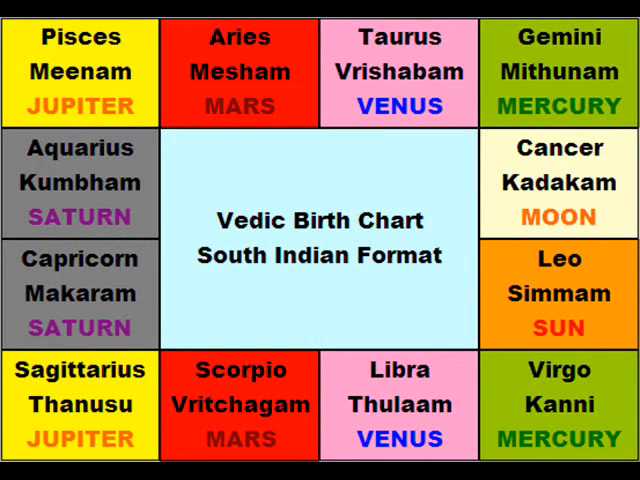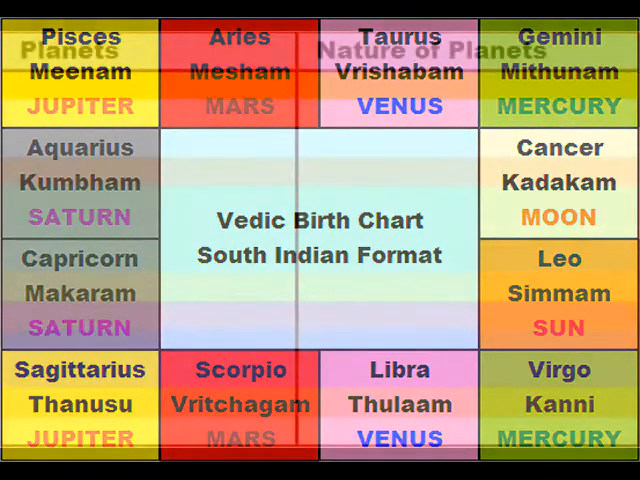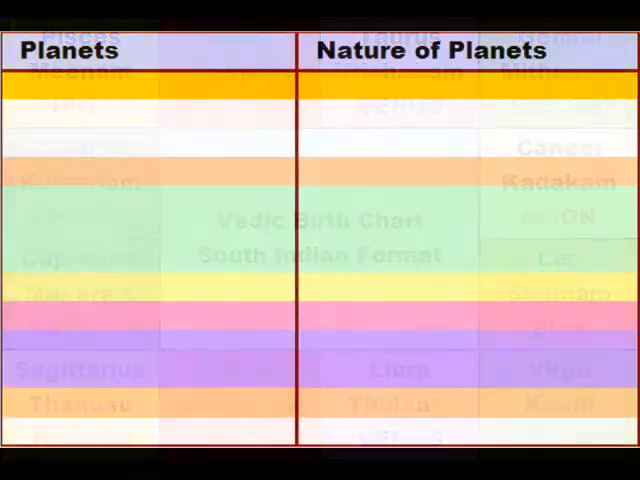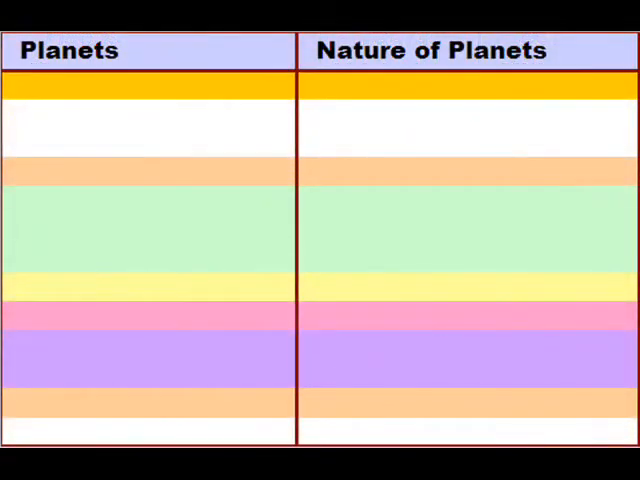I just wanted to show you the Vedic chart again for a quick recap. Today I want to introduce the nature of the planets in respect of Vedic astrology. As I've mentioned earlier, the colors belong to the respective planets. We shall begin with the Sun again.